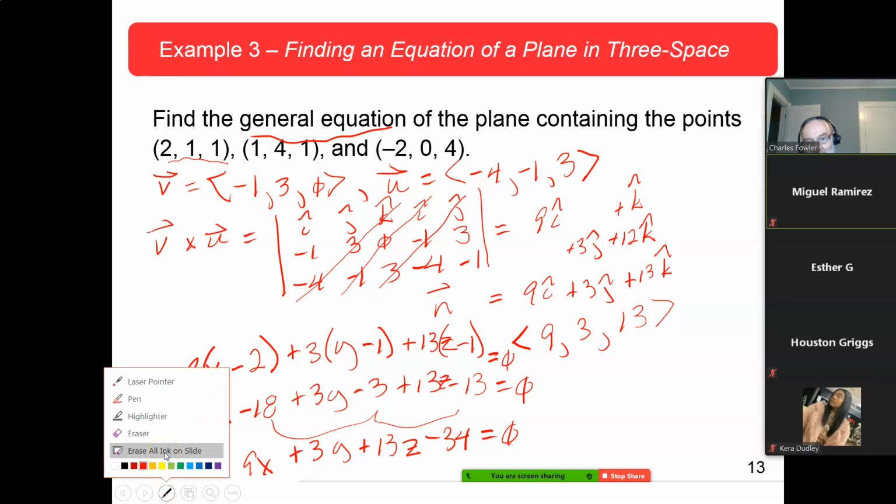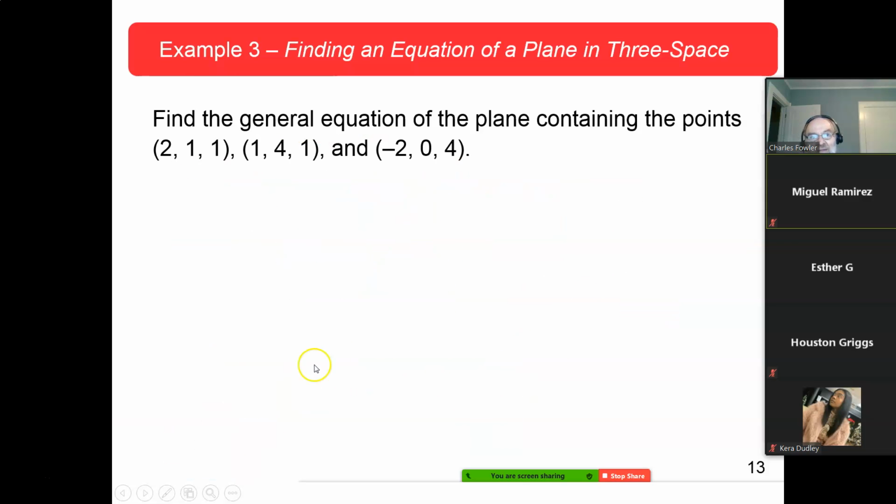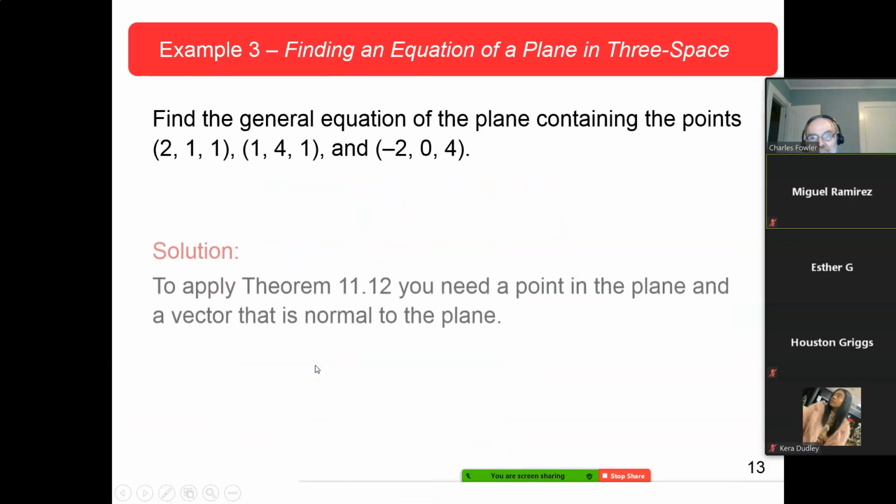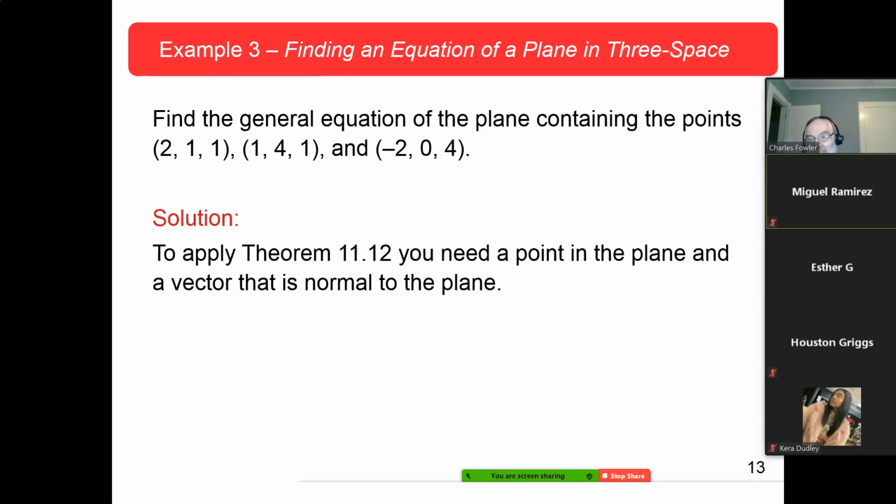Any? Okay. Now, to apply the theorem 1112, you need a point in the plane and a vector that is normal to the plane. Well, we have 3 points in the plane. Any one of those would do. But what we need is a vector that's normal or perpendicular or orthogonal to that plane. They usually use the word normal there.